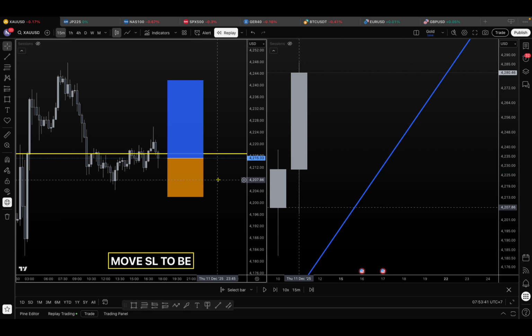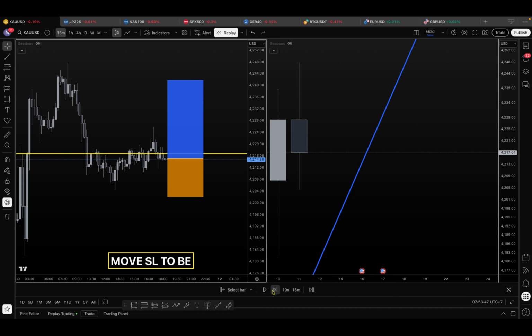and look what the price did. Go down, go down again, not touching my stop loss. Right.